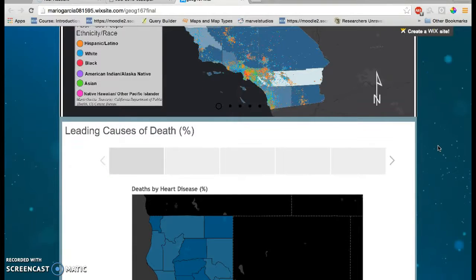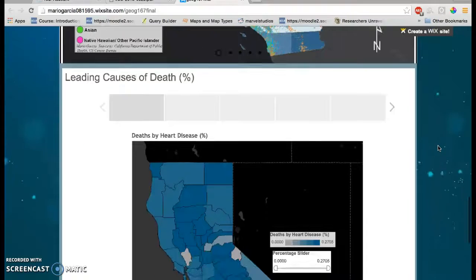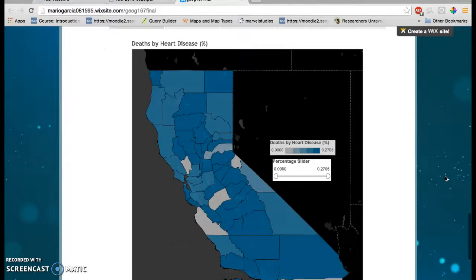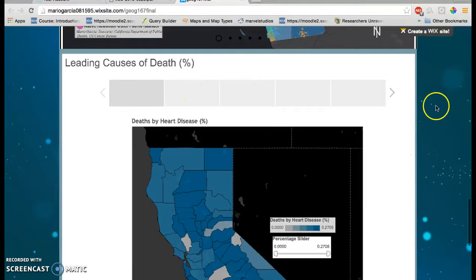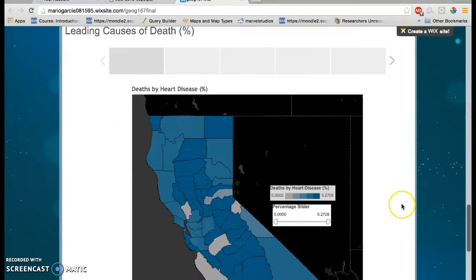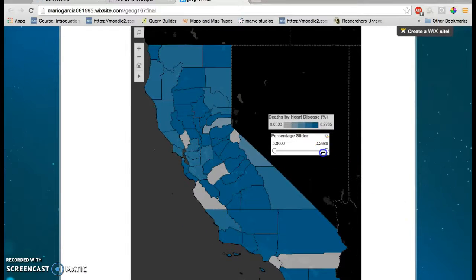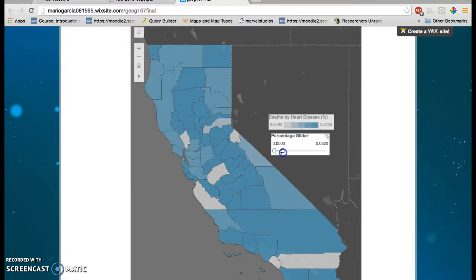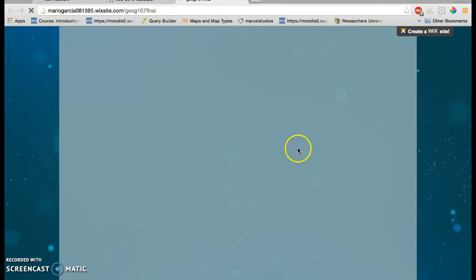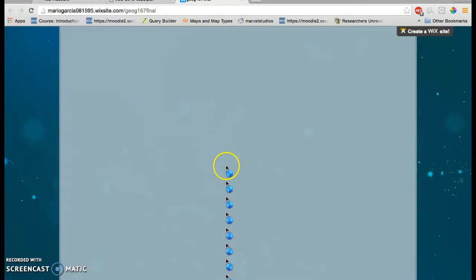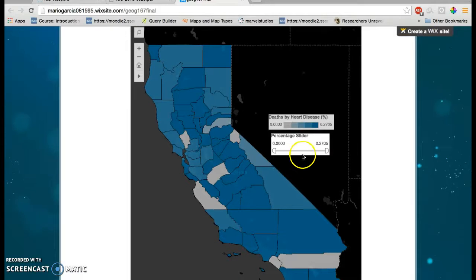For my Tableau interactive maps, I decided to do it on the leading causes of death by county, and so I did 5 causes of death like the previous maps. And right here we could see that with the percentage slider, we could see which counties suffer from a lower percentage of heart disease. So let that load. Oops, what happened?